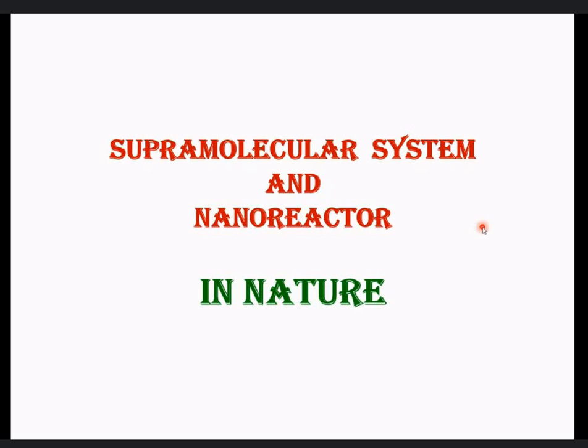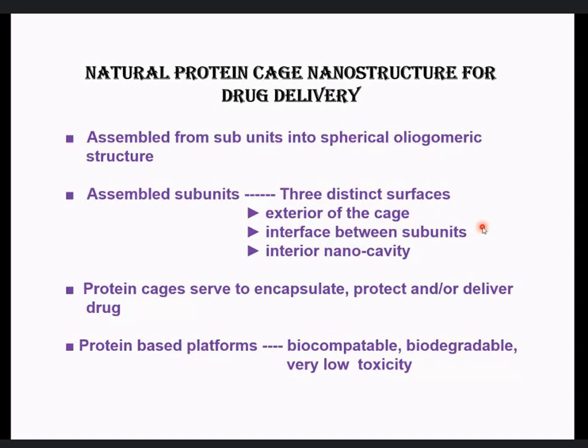As I mentioned, there are supramolecular systems. They are called supramolecular systems in nature, and sometimes also nanoreactors in nature. What are they? They are natural protein cages, nanostructures for drug delivery. You can see that they are assembled from subunits into a spherical oligomeric structure. When they are assembled, 3 distinct surfaces are there: exterior, interior, and interior nanocavity. Protein cages can encapsulate, protect, and deliver drugs. And because of this, protein-based platforms are biocompatible, biodegradable, and of very low toxicity.